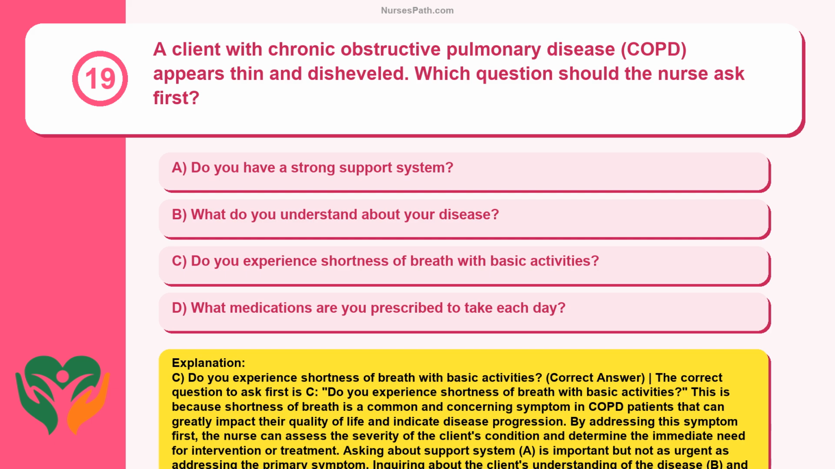By addressing the symptom first, the nurse can assess the severity of the client's condition and determine the immediate need for intervention or treatment. Asking about support system, A, is important but not as urgent as addressing the primary symptom. Inquiring about the client's understanding of the disease, B, and medications, D, is also important but should come after addressing the immediate symptom of shortness of breath.